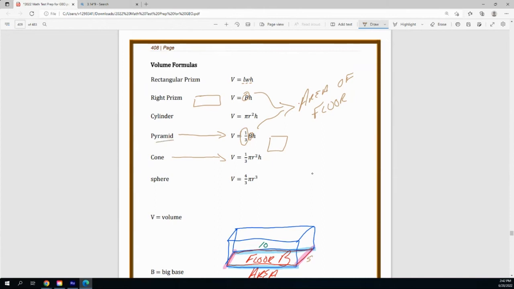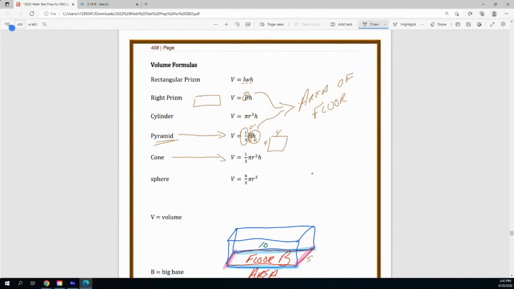So what it means is if you're working with a pyramid and you're looking for the volume, you're going to calculate big B, which is a square. You're going to find the area of a square. So that means whatever number times itself. You're going to calculate that. Then you're going to multiply it times height. You're going to get one number. And then you're going to take that number and divide it by 3. And that would be considered the volume of a pyramid.